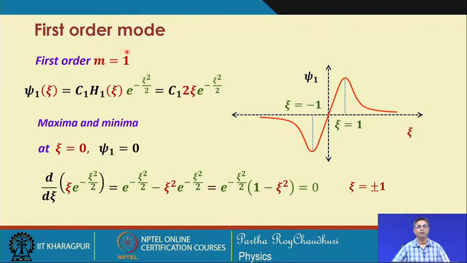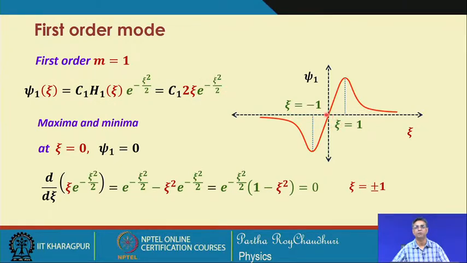Now, look at m equal to 1, then this polynomial takes this form. So, the wave function psi_1 will be represented by C_1 times 2 xi, because psi_1 of xi equals 2 xi times the Gaussian. Now, we look for the maxima and minima of this. At xi equal to 0, this function psi_1 will become 0.